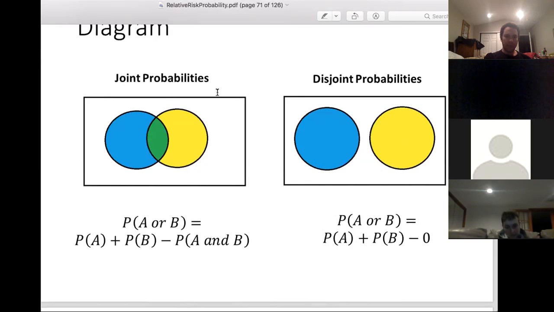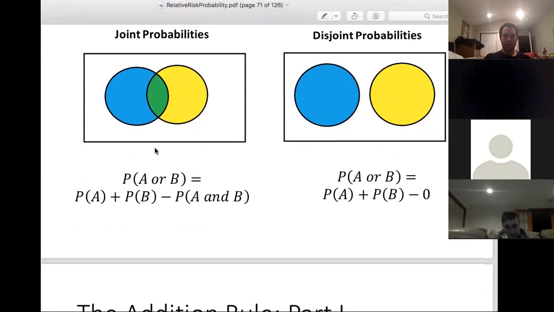In this case, we do have joint probabilities, and the whole idea of the addition rule is we don't want to double count this area that's shared. So in order to find the probability of A or B, we would take the probability of A plus the probability of B, and we'd subtract out this intersection, the probability of both A and B.